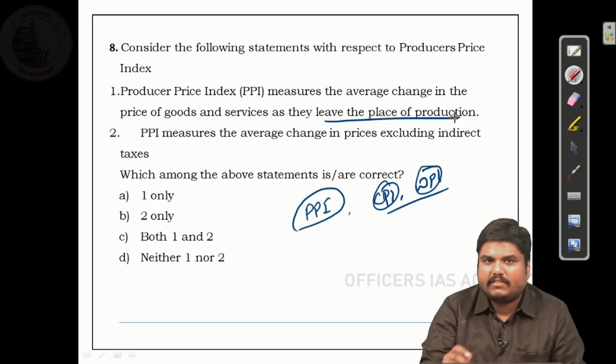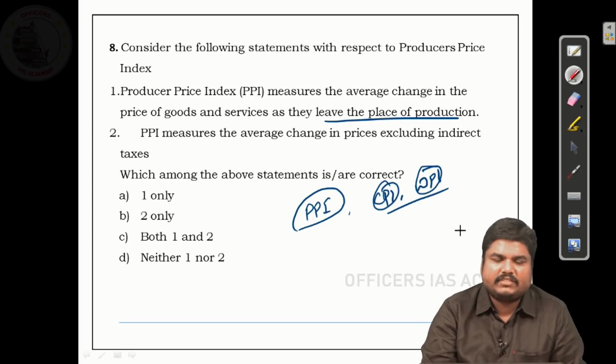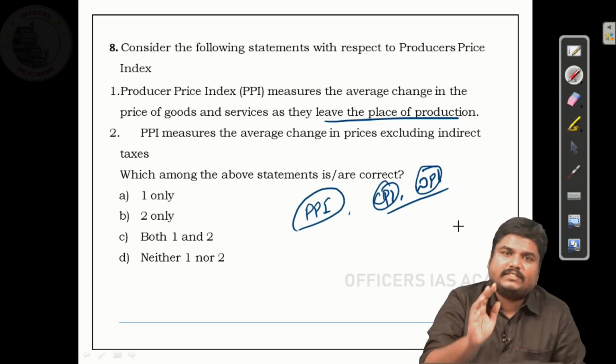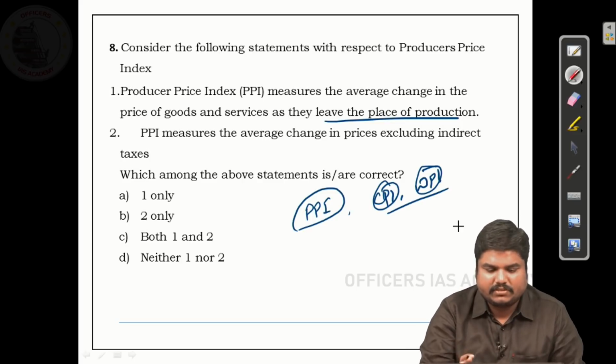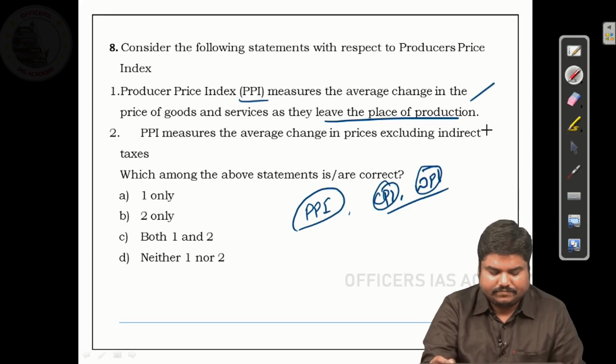Let us say I am producing a pen in the factory. It is 10 rupees today. Tomorrow or next year I am producing the same pen in the factory. It is going to be 12 rupees. So inside the factory, what is the price change that happened? That will be measured using something called the Producers Price Index. So statement 1 is correct.